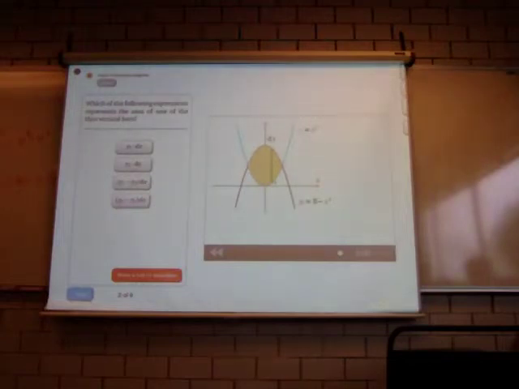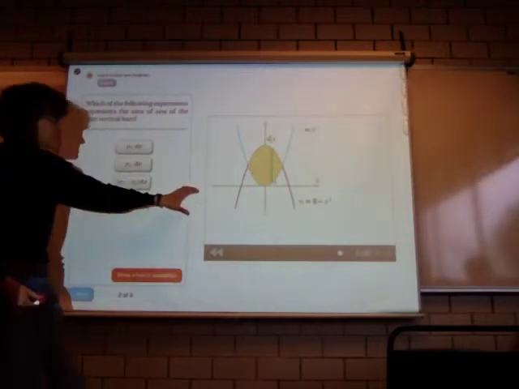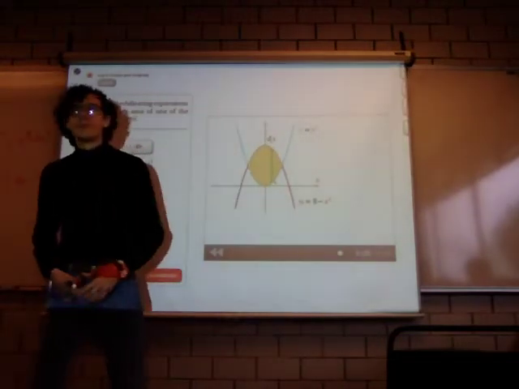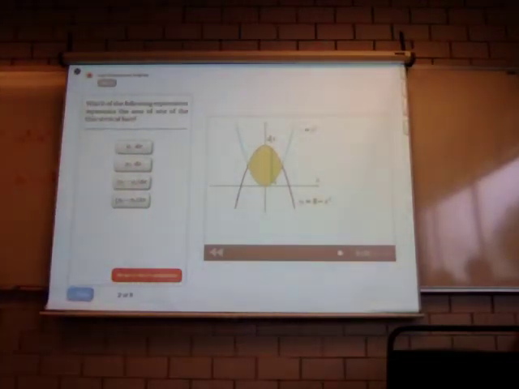Cuál sería el área de una de las barras entre estas dos funciones que se están empalmando. ¿Cuál sería? ¿Cuánto mide el área de la barrita?